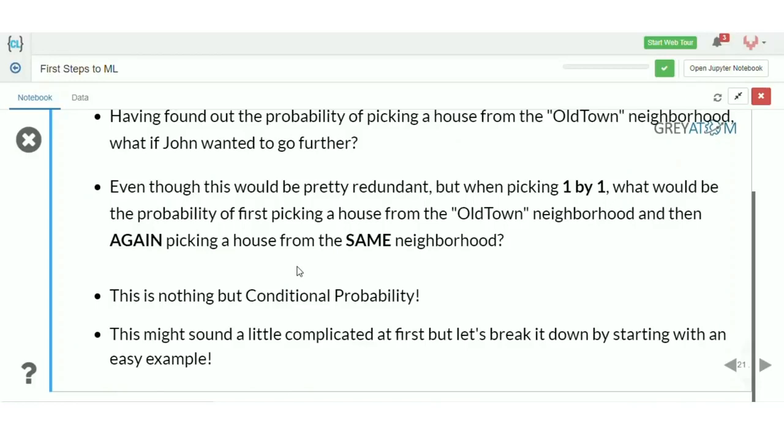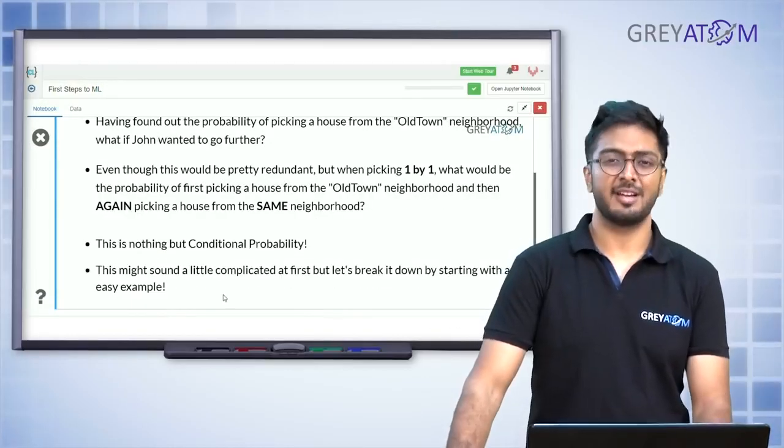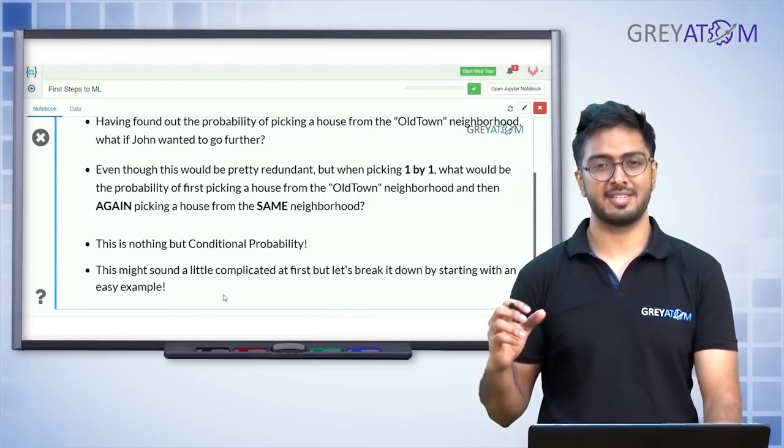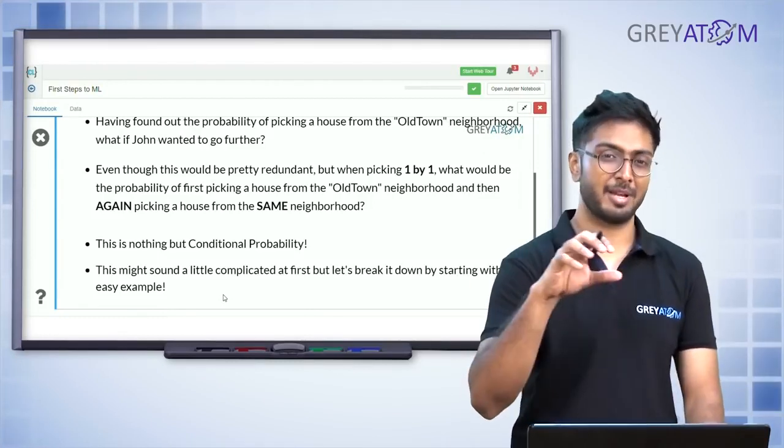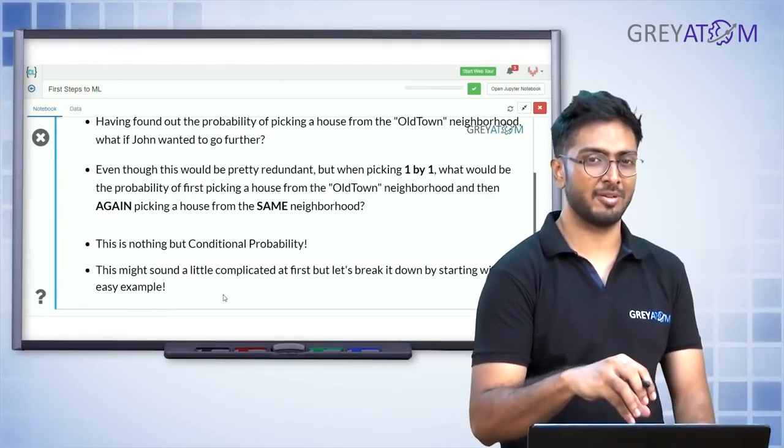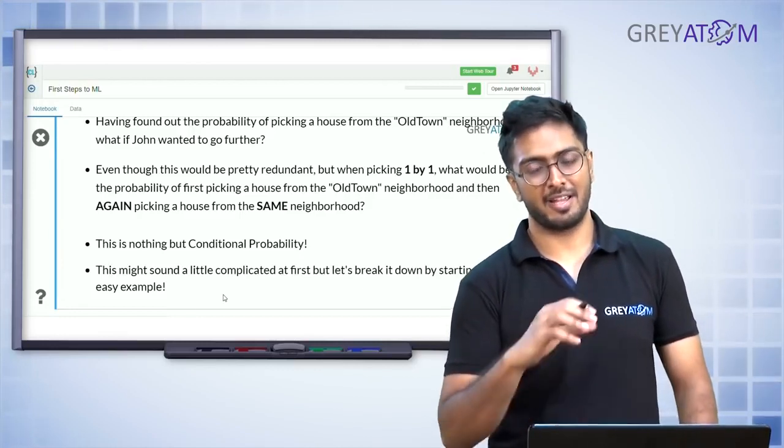So now John is doing something slightly more advanced than what he was told to do. Earlier he was just picking one house and saying that the probability of it belonging to Old Town is 7%, which is awesome. Now he's saying, okay, I get that. When I pick it the first time, I get 7%. Now that I've already picked one house from Old Town or whatever locality, I've picked one house.